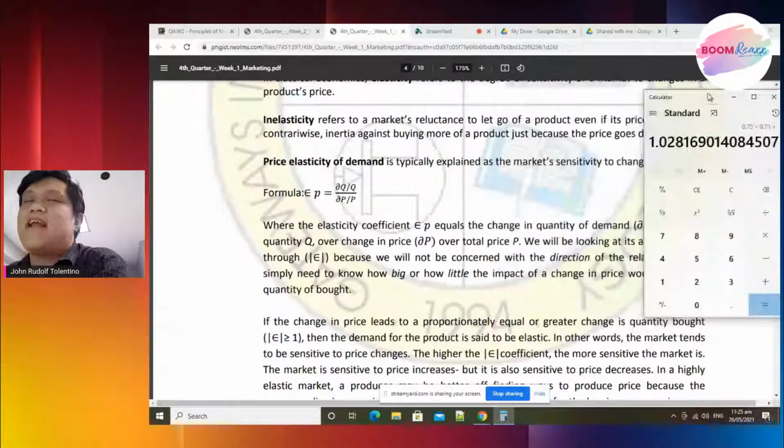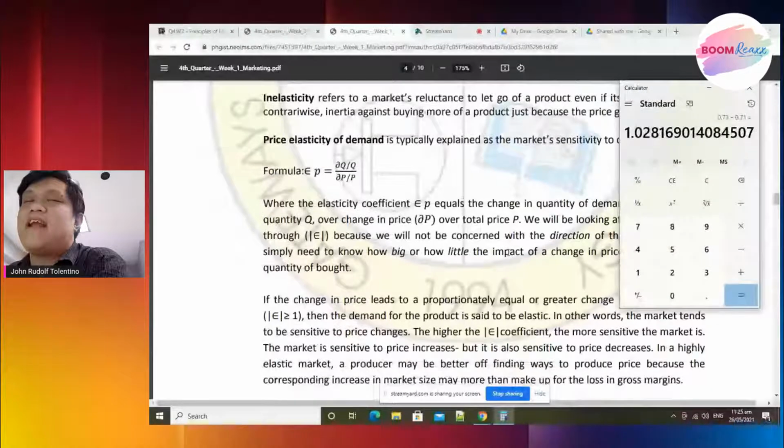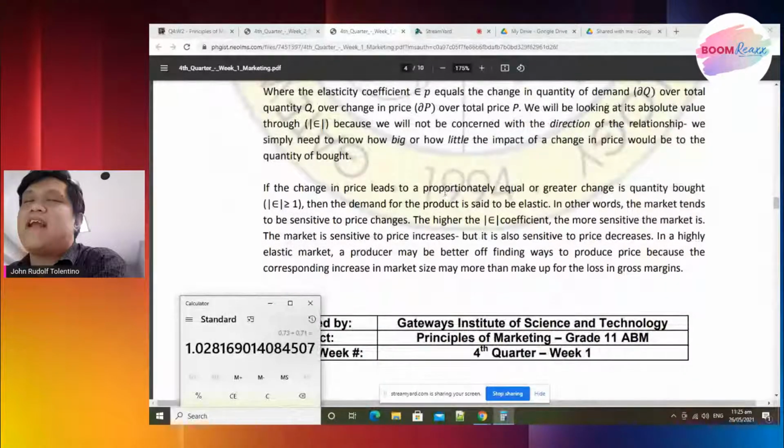Meron ditong conclusion si notes natin. If the change in price leads to proportionally equal or greater change in quantity bought, which is the coefficient is greater than 1, then the demand for the product is said to be elastic. As we have given here in the sample, from 550,000 being demanded and 750,000 being sold, and from the price difference of 5 to 7 pesos, the coefficient is 1.02, which is greater than 1. So it states that the product is elastic.